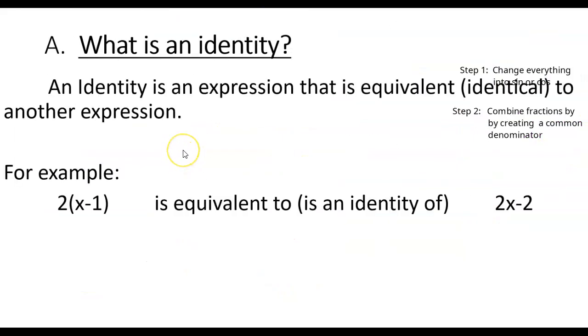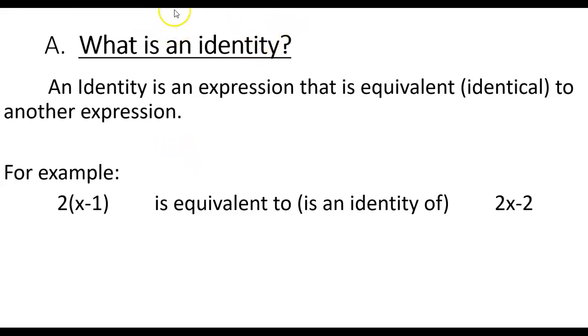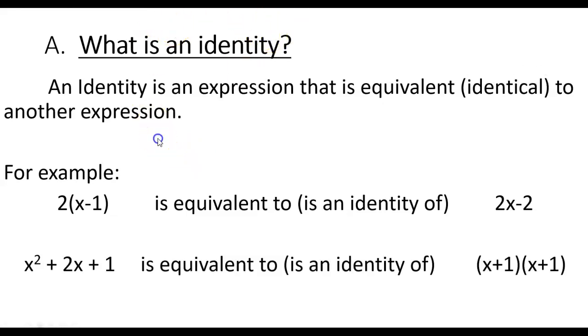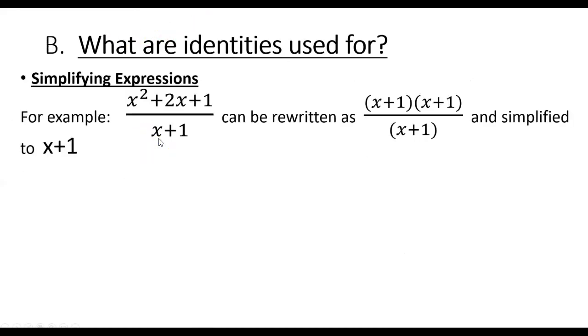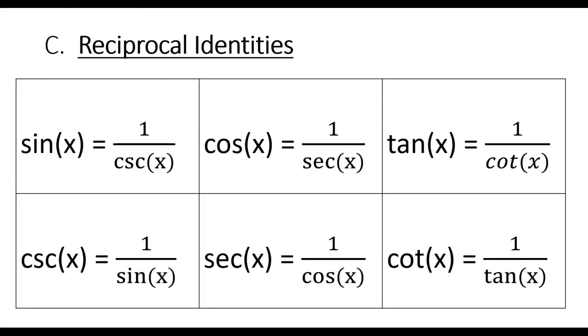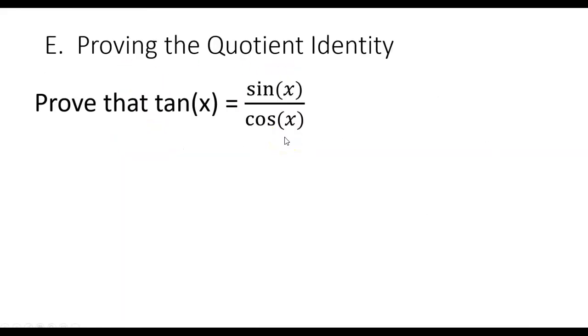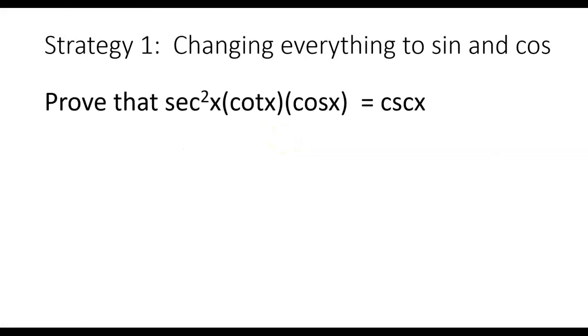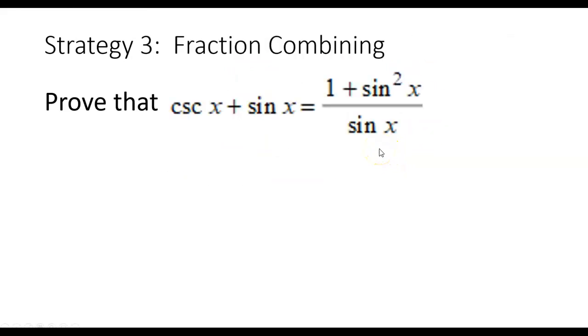So today we talked about what an identity is. It's two expressions that are equivalent to each other. And why do we use them? We use them because they're helpful for simplification and for solving. And we talked about the reciprocal identities and the quotient identities. And we use those to prove some statements were equal today, using 3 strategies: changing everything into sine and cosine, using our identities, simplifying complex fractions, and combining fractions together.